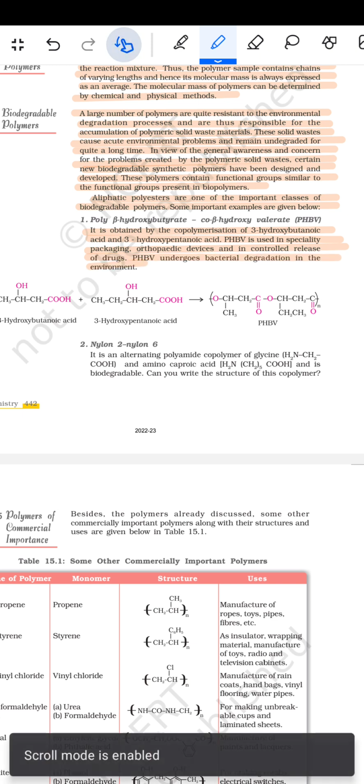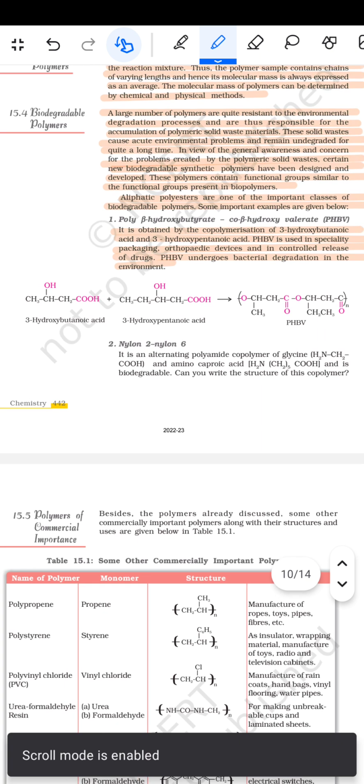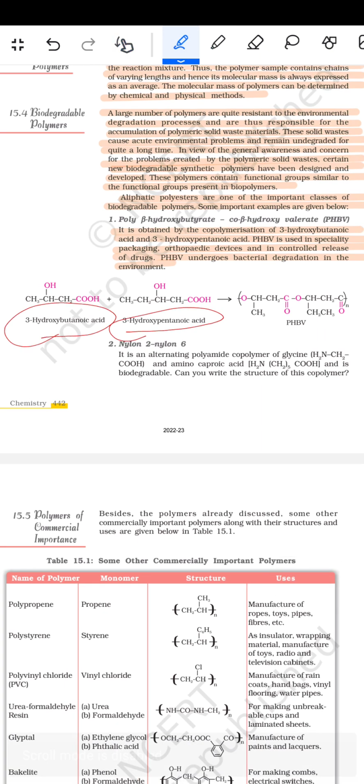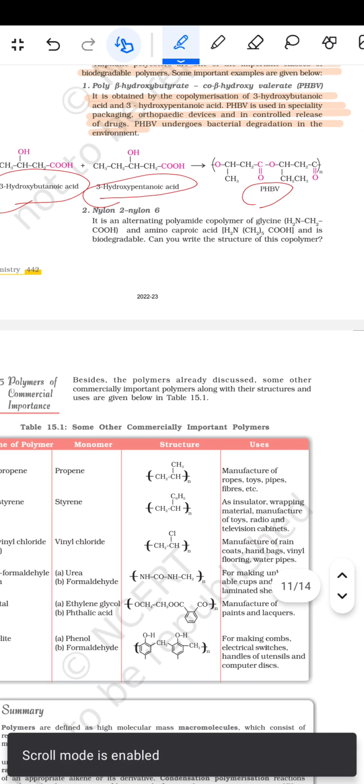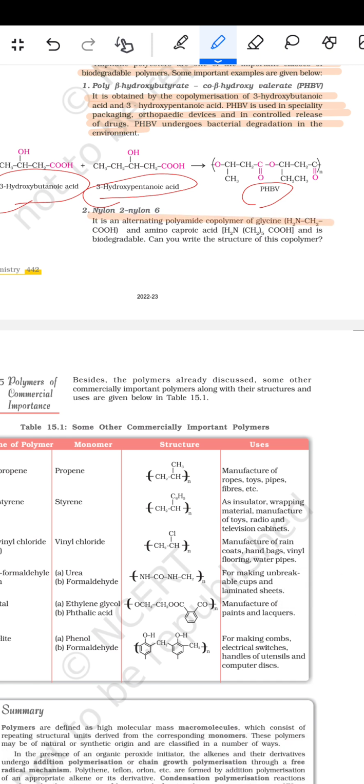तो PHBV को बनाने का तरीका है कि 3-हाइड्रोक्सीब्यूटानोइक एसिड ले लिए, फिर 3 हाइड्रोक्सी पेंटानोइक एसिड लेनी है और उसको मिलाने पर पीएचवी बन जाएगा। फिर उसके बाद फिर आता है नायलॉन 2 नायलॉन 6, जो कि ये भी एक बायोडिग्रेडेबल पॉलीमर है। तो it is an alternating polyamide copolymer of the glycine and the aminocaproic acid and is biodegradable. Can you write the structure of this polymer?